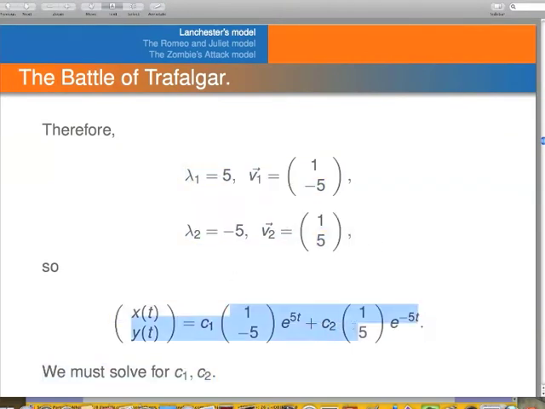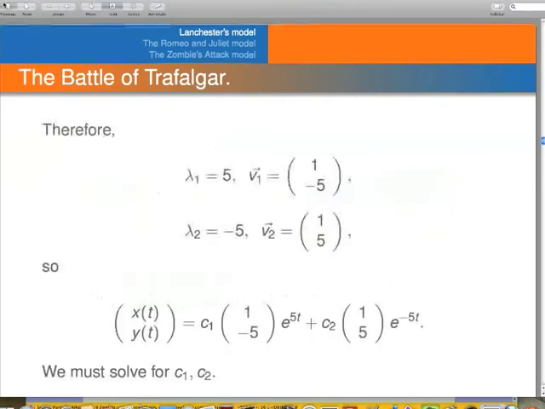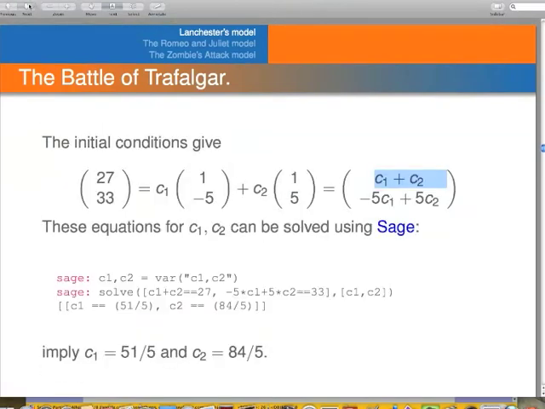And now we enter them into the equation that we had before for the solution to the differential equation. All we have to do is use the initial conditions to solve for C1 and C2. 27 was the initial number of ships on one side. That's equal to C1 plus C2, by plugging t equals 0 into the equation here. Then we use SAGE to solve that.